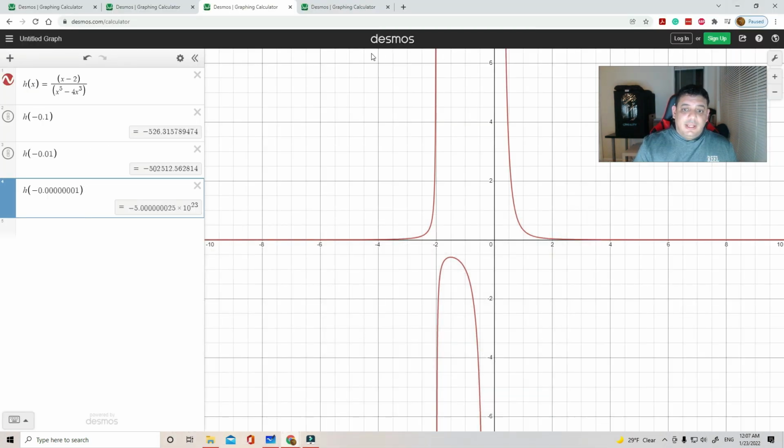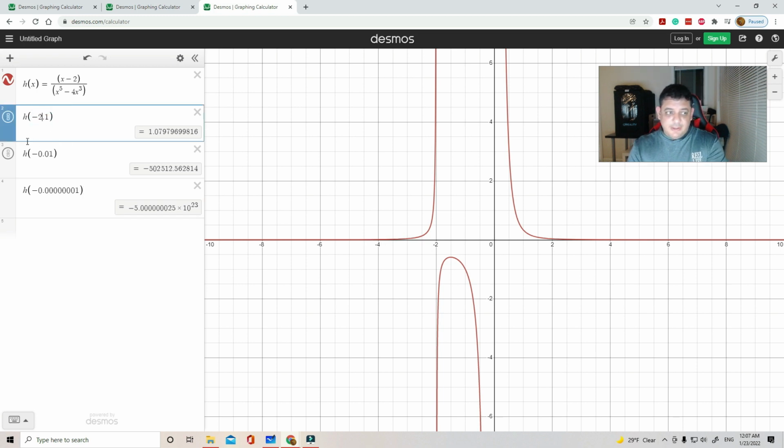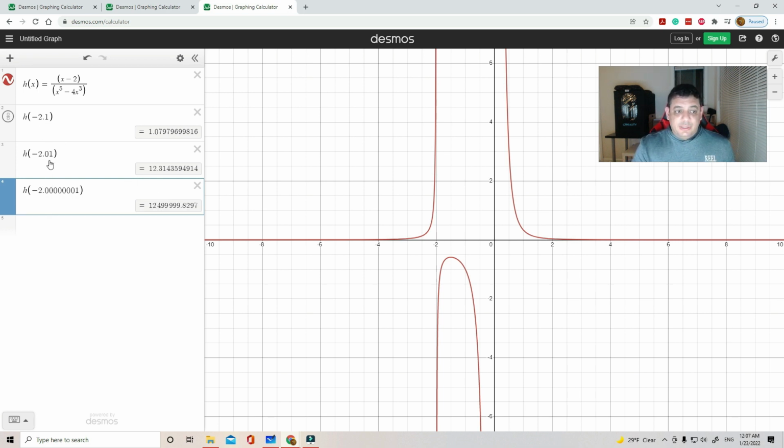Now let's do the same thing, but now with the -2 value. With the -2 value, we can approach it from the left first, so we can use these values and modify them a little bit. So -2.01, -2.001. Notice that here we're getting really close to -2. We can use even another one, h of -2.000001. And now we see that we have a very large value. This is going to infinity, and so this is coming from the left side.